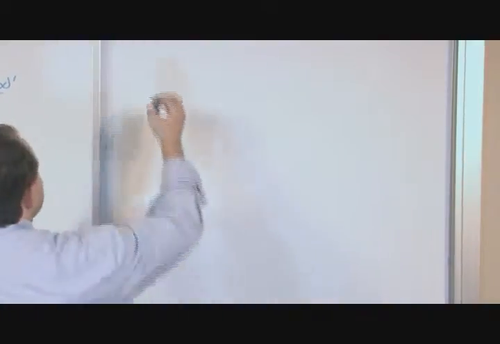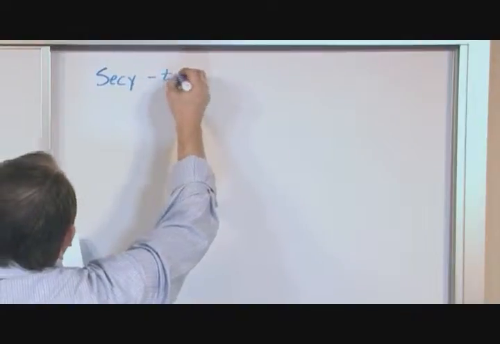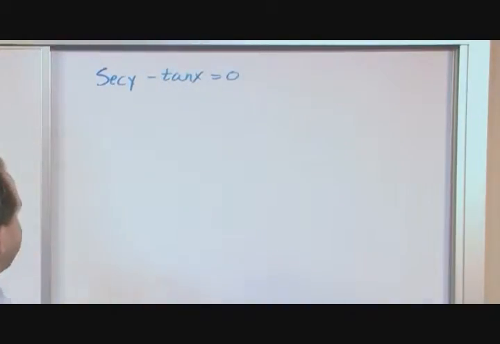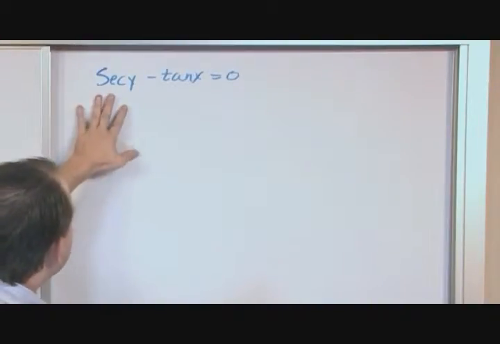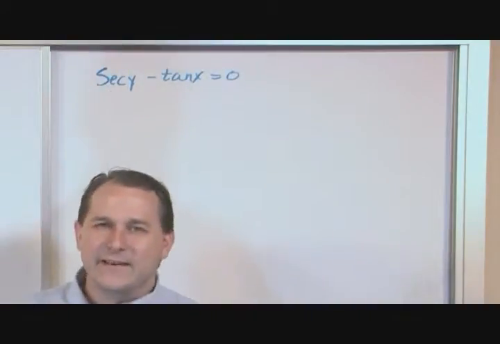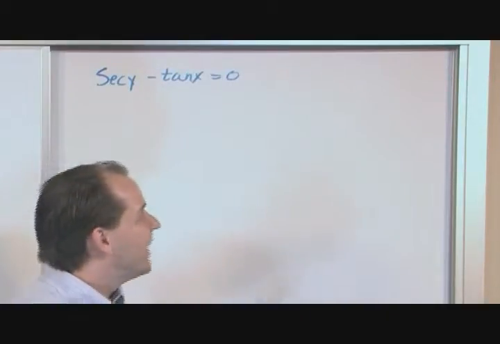Let's say you're going to find the secant of y minus the tangent of x is equal to 0. We want to find dy/dx, the first derivative. It's a great example. You can't really solve for y. I mean, you could pull tangent over there and take the inverse secant, but then you have to take the derivative of all of that stuff. You don't know how to do that, so you can't do that.